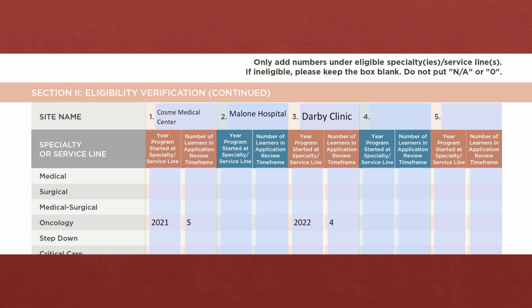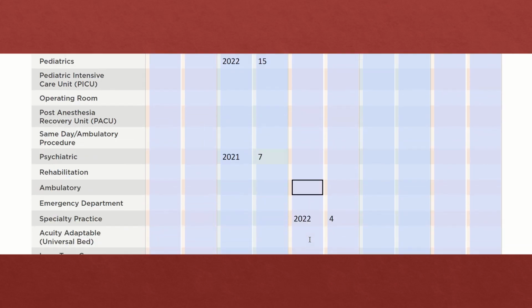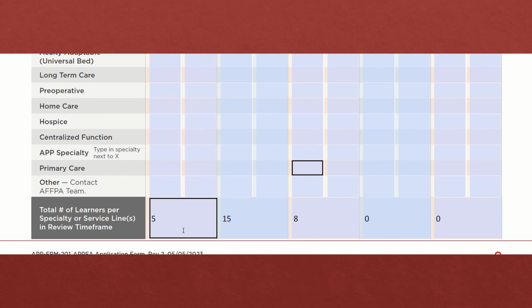Please do not try to combine any PDFs to make it into one document. As a reminder, to meet eligibility requirements, you must have had at least one learner complete the program at each site and specialty or service line within the past 24 to 48-month timeframe, depending on if you are a new program or a reaccrediting program, prior to application submission. As you see, we have indicated which specialty or service lines are eligible. As you start to indicate the number of learners towards the bottom, it will auto-populate. Usually, this number is bigger than your N.